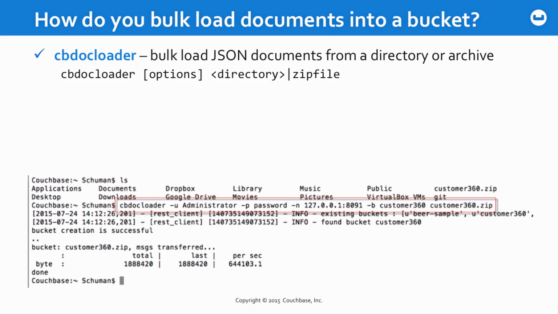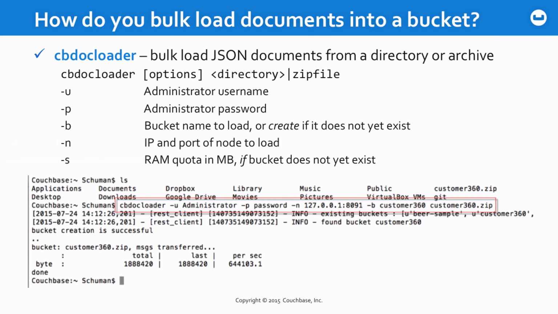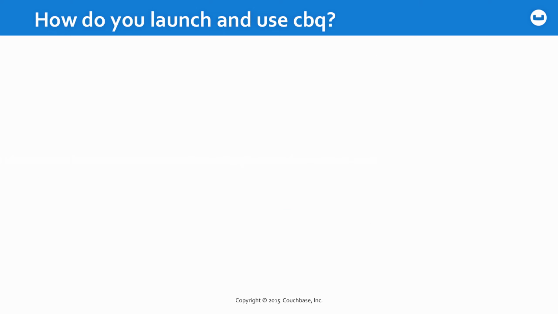So it looks like this: cbdocloader, a set of options, and then either a directory or you point to an archive. Various flags are available to specify the username, password, the bucket name to load or create if it does not yet exist, the IP and port of the node that you're going to load the data to, and then the RAM quota in megabytes if the bucket does not yet exist. If it already does exist, you could omit that setting.